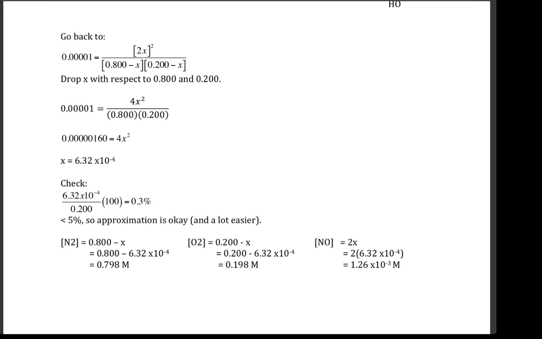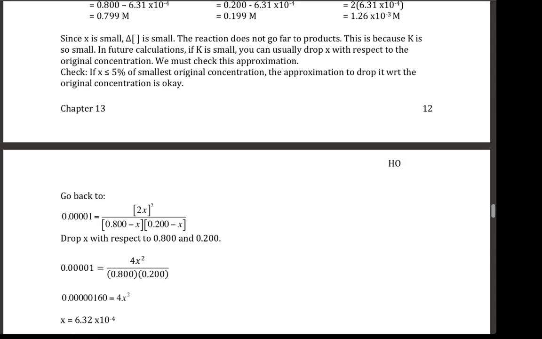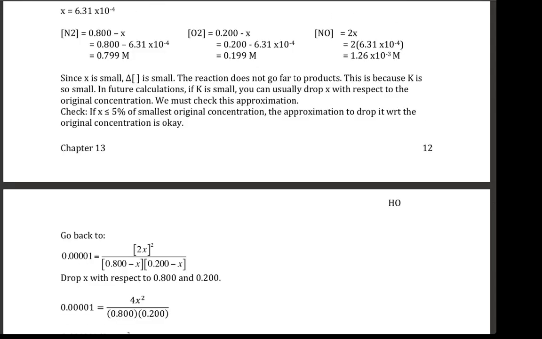Alrighty, so now we finish up our problem. We have x, so we subtract that from 0.8 and get that the N2 concentration is 0.798 molar. The O2 concentration is 0.200 minus x, or 0.198 molar, and the NO concentration is 2x, or 1.26 times 10 to the minus 3 molar. Notice that those concentrations with this approximation are very similar to the concentrations where we went through the full math analysis.